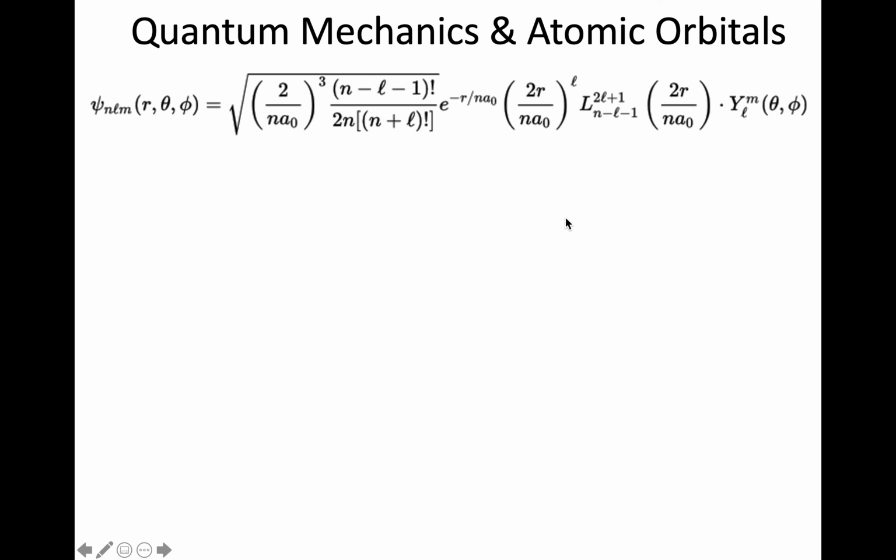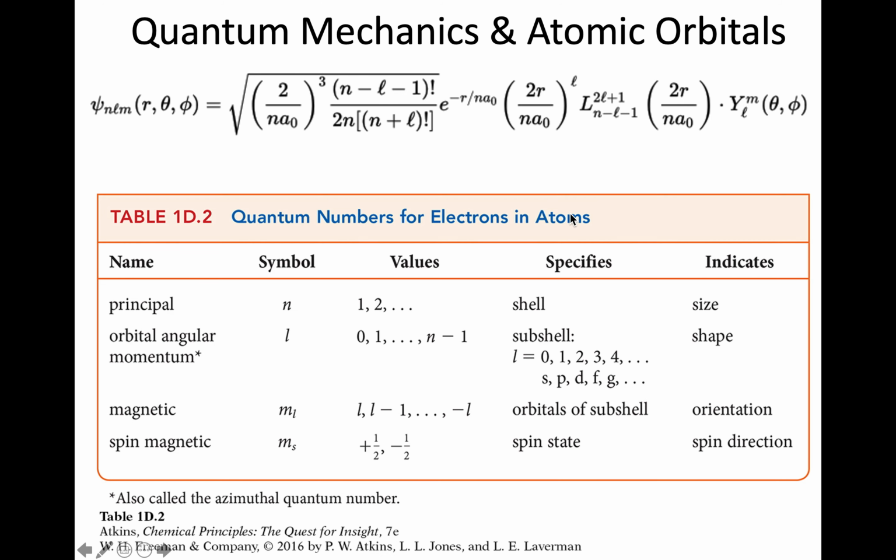Here's a fuller description of the Schrodinger equation. And here are the different quantum numbers. Several of these, n, l, m sub l, are features within this broader equation. That's where they're coming from. M sub s, that's one that we add in later. It wasn't part of Schrodinger's initial description.